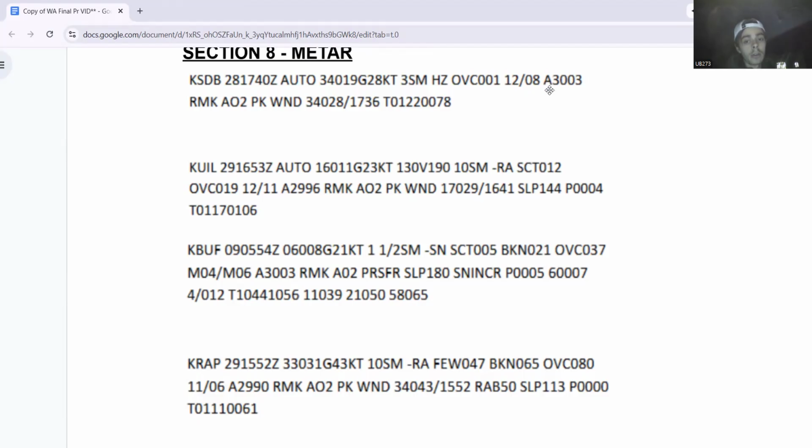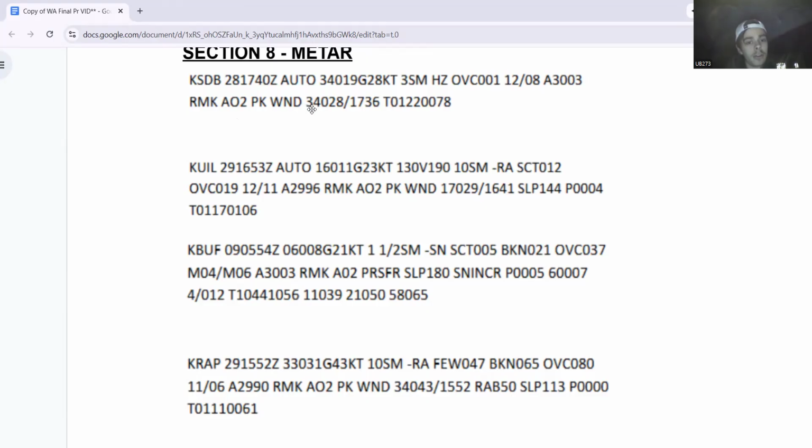A is the altimeter reading, which is 30.03 inches of mercury. I always struggle to say that word for some reason. Further remarks means other things that it feels like telling you. AO2 means this thing can determine precipitation type. If it was AO1, it would be like, I don't know what type of precipitation it is.